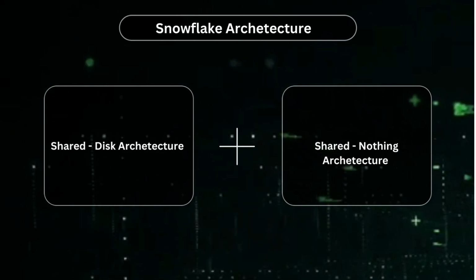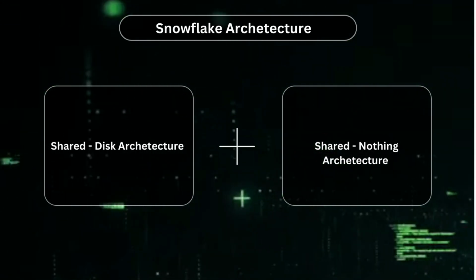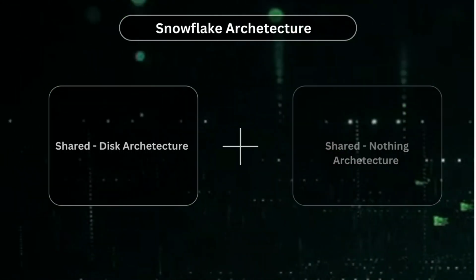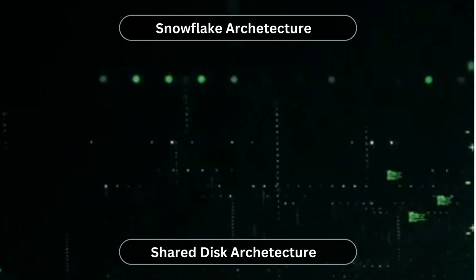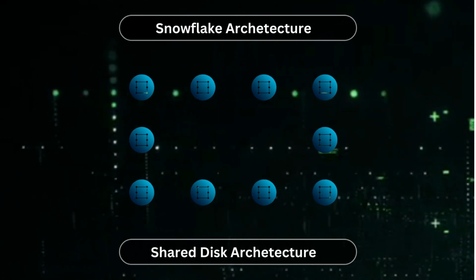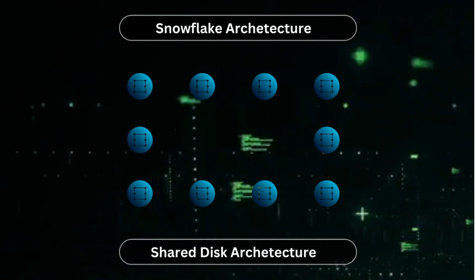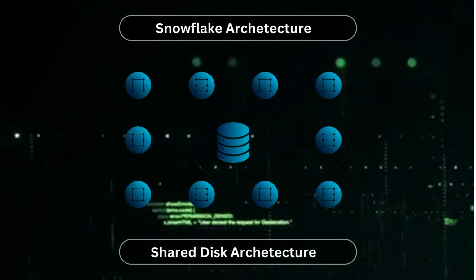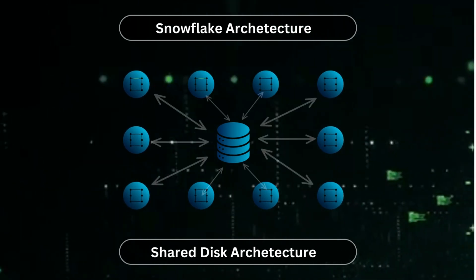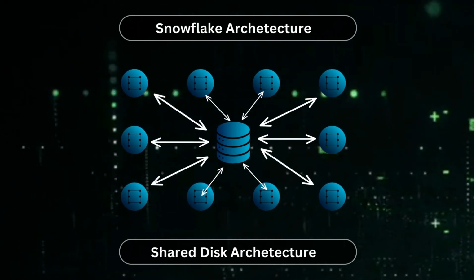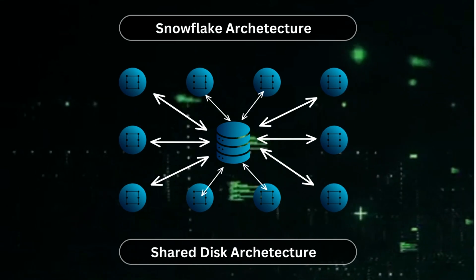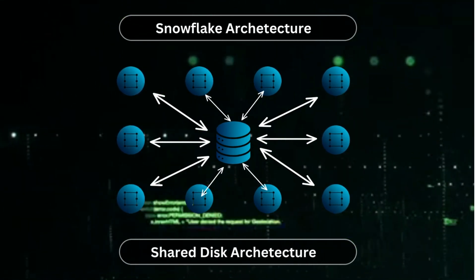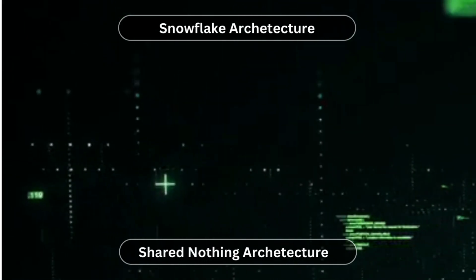Let's discuss what is shared disk and shared nothing architecture in simple terms. Shared disk architecture. In shared disk architecture, multiple nodes in a distributed system share a common disk storage. Each node can access and modify the data stored on the shared disk, allowing for high data availability and seamless data sharing among nodes.